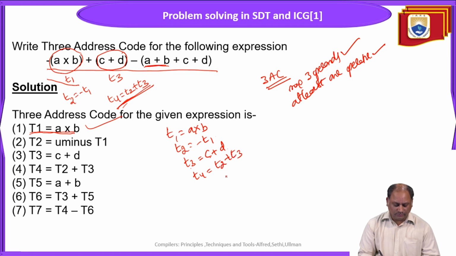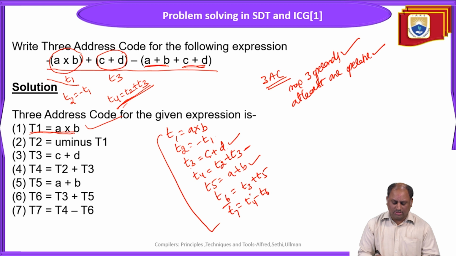Then we implement a new temporary for a plus b, t5, and t6 equal to t3 plus t5, since c plus d is already given. Finally the result is stored in t6, that is t6 contains a plus b plus c plus d. Now t6 is subtracted from the previous result, which is stored in t4.